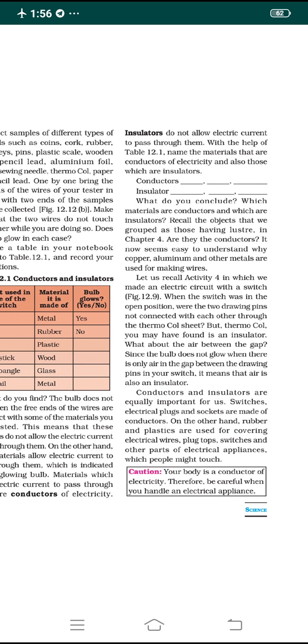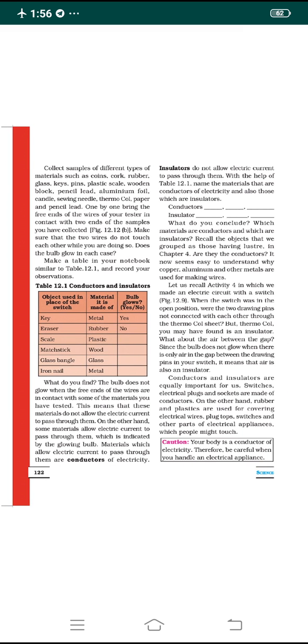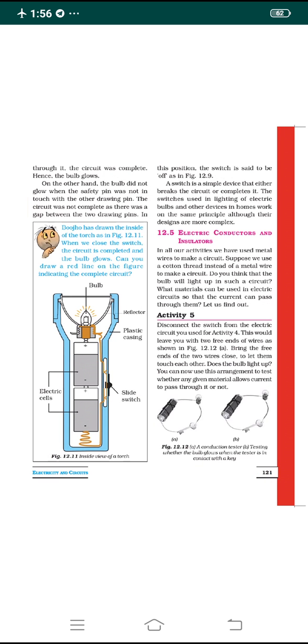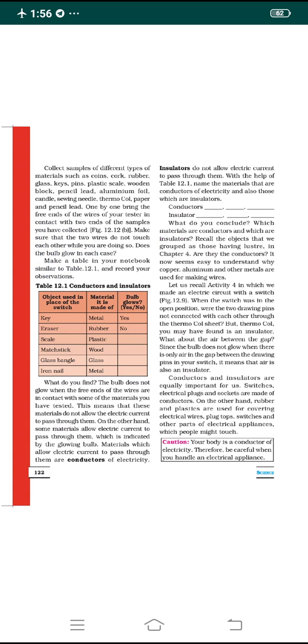Dear students, let me stop here, and this is the end of the lesson. I hope you have understood the lesson and found it quite interesting. In this chapter, we have studied electric circuits, electrical connections, insulators, conductors, and how a battery is made. Everything we have discussed, and in tomorrow's class let me discuss the exercise part.